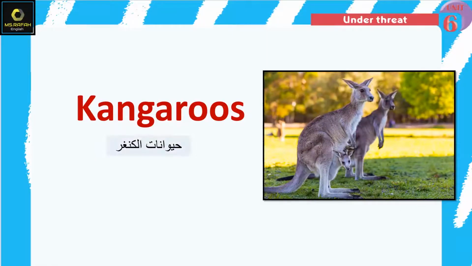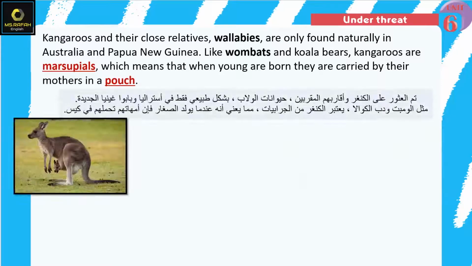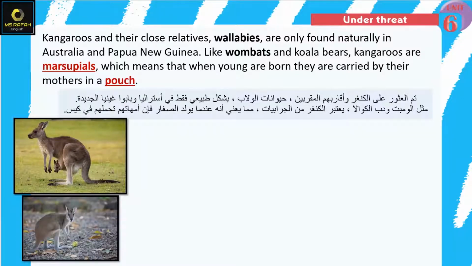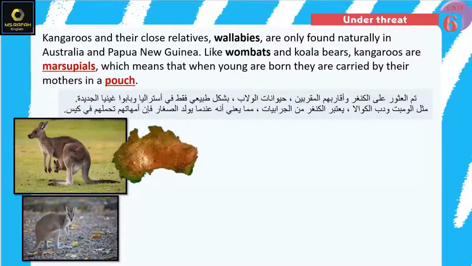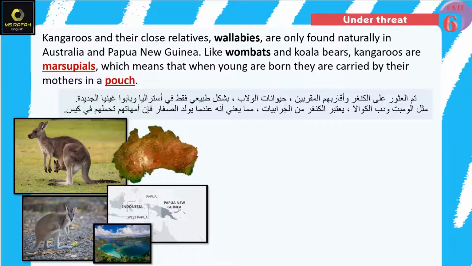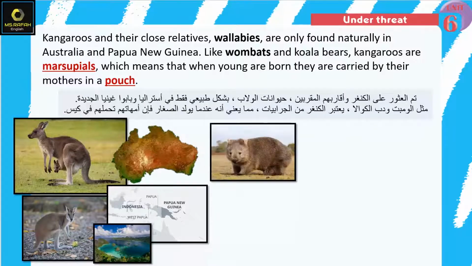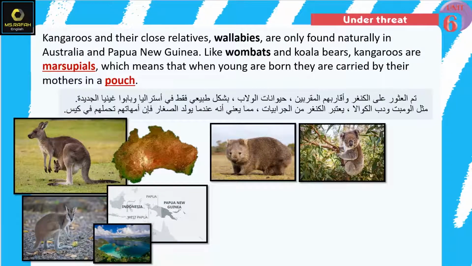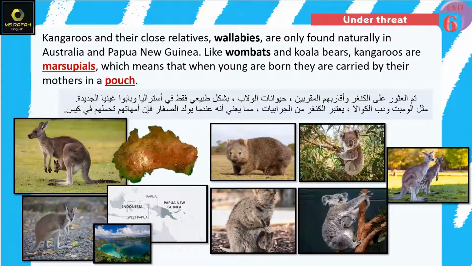Kangaroos. Kangaroos and their close relatives, wallabies, are only found naturally in Australia and in Papua New Guinea. Like wombats and koala bears, kangaroos are marsupials, which means that when young are born, they are carried by their mothers in a pouch.